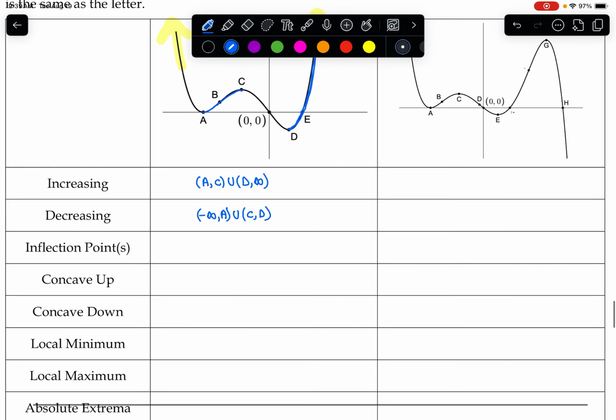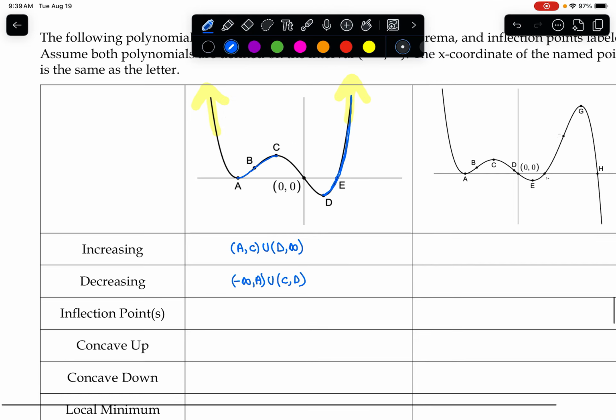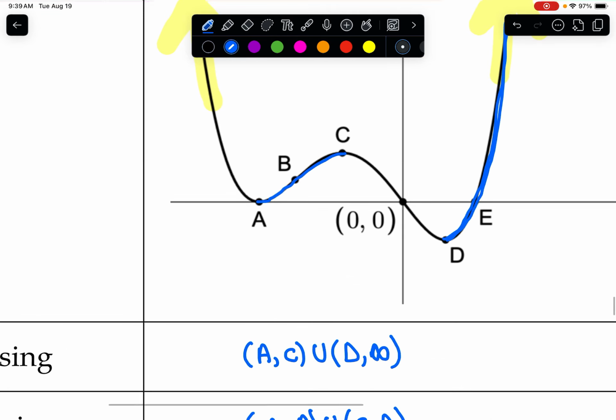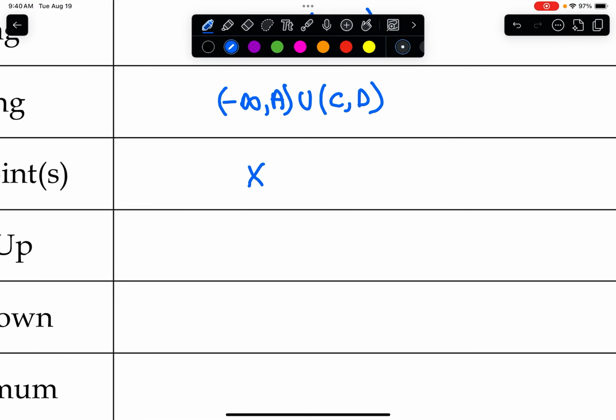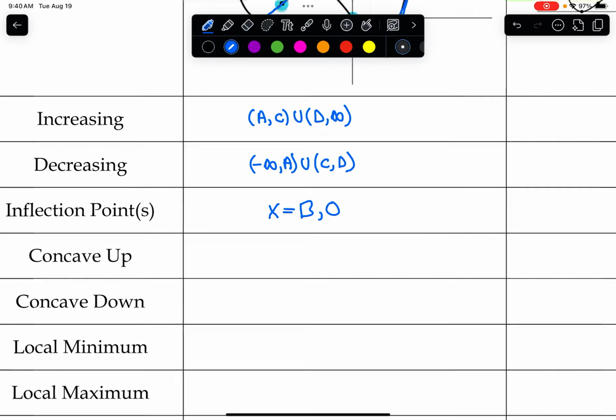And then your inflection points, as you remember, hopefully, are going to be where the concavity changes. In this case, concavity would change at point B and also at 0. So for inflection points, I'm going to say at x equals B and 0.